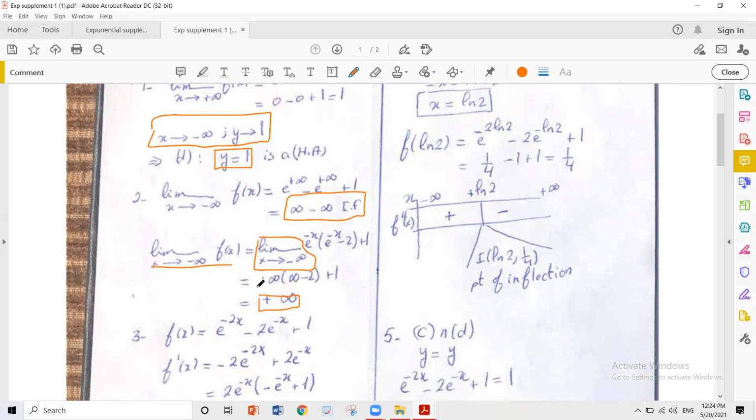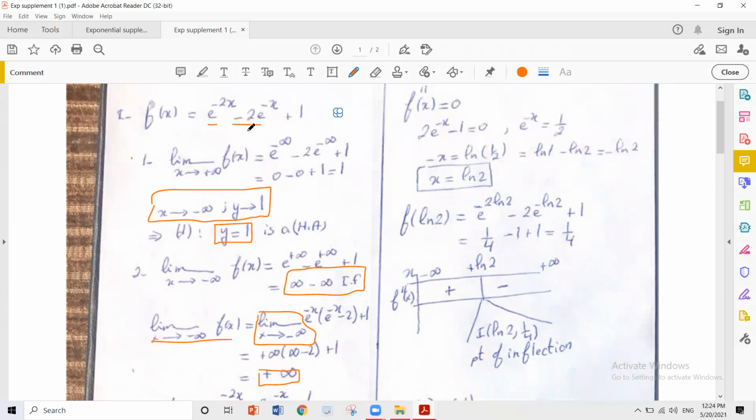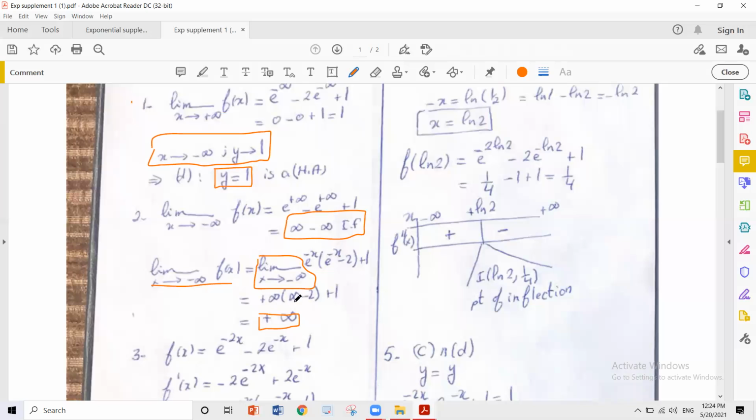Any questions? No. I will repeat. Limit as x tends to minus infinity. We replace x by minus infinity. It becomes e to the plus infinity minus e to the plus infinity. It will be infinity minus infinity. Take common e to the minus x, with e to the minus x minus 2. Replacing x by minus infinity, we get infinity times infinity, which is plus infinity.